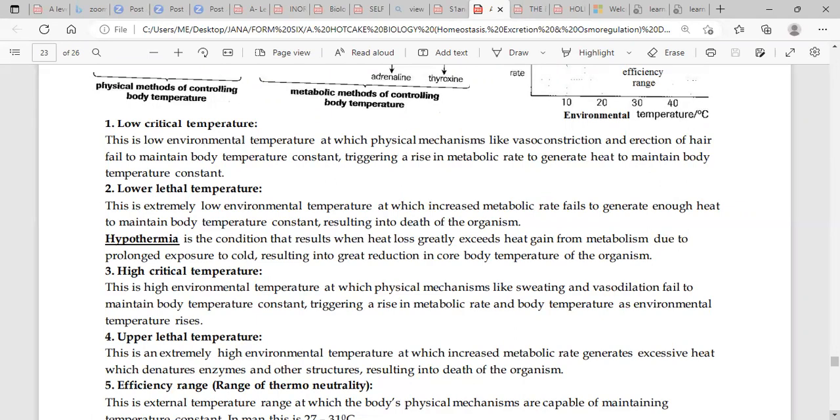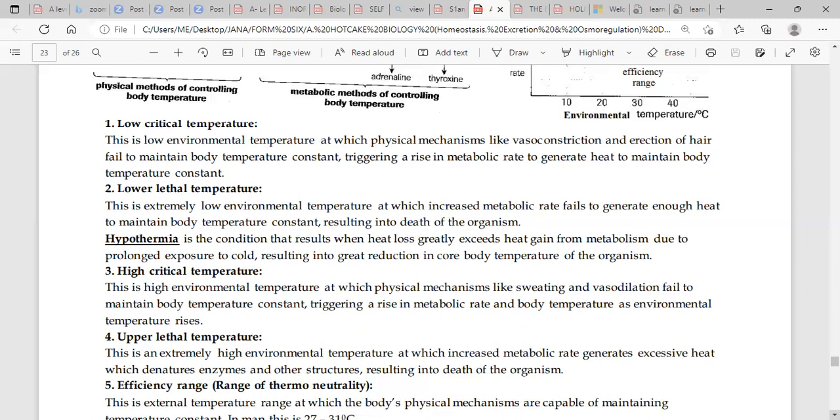Now, we have the upper lethal temperature. This is an extremely high environmental temperature at which increased metabolic rate generates excessive heat, which denatures enzymes and other structures, resulting in death of an organism.